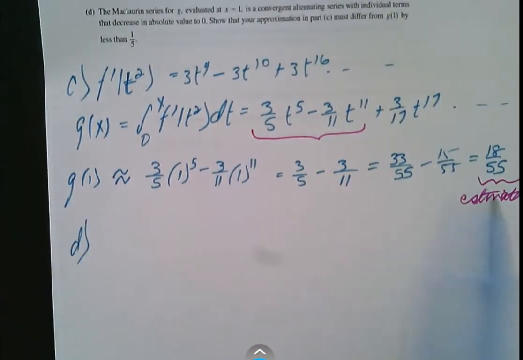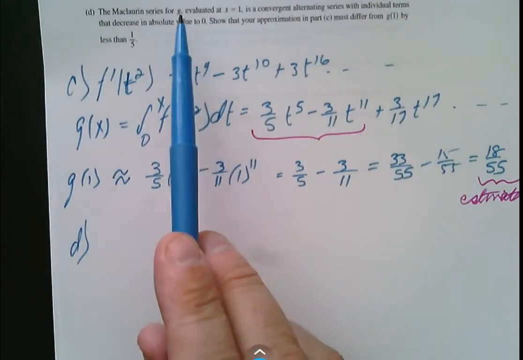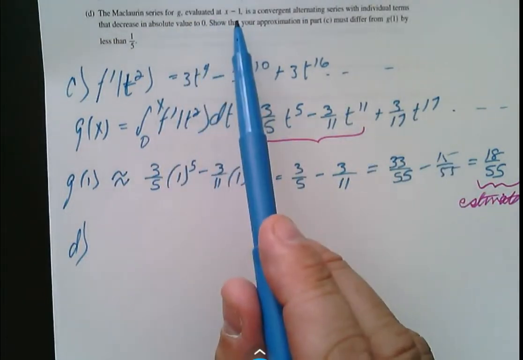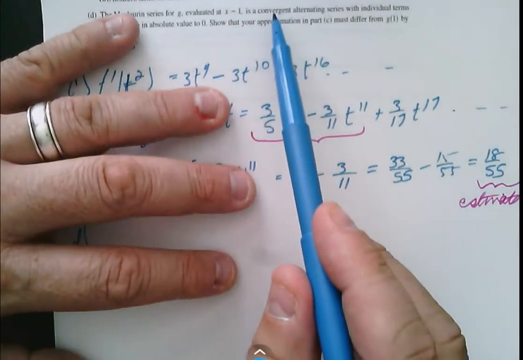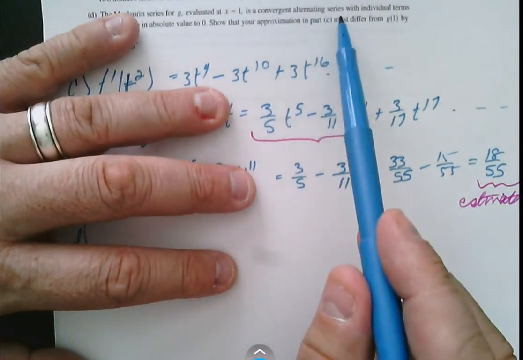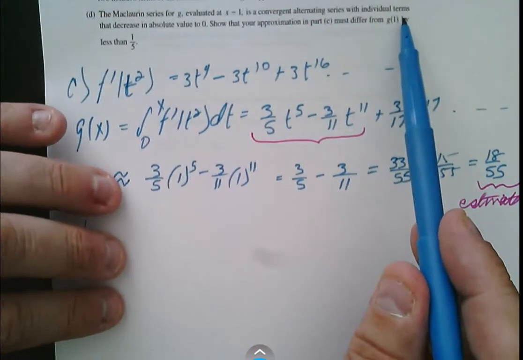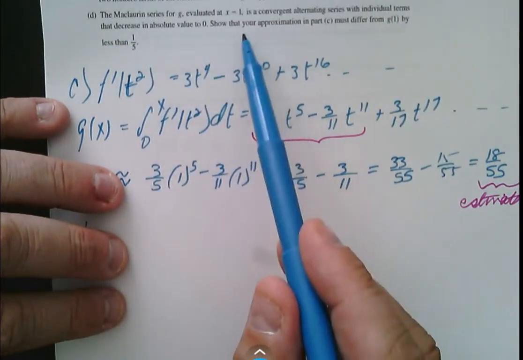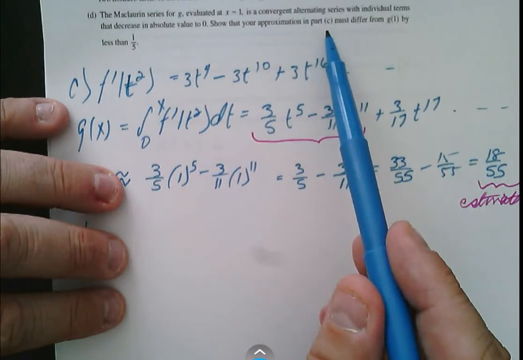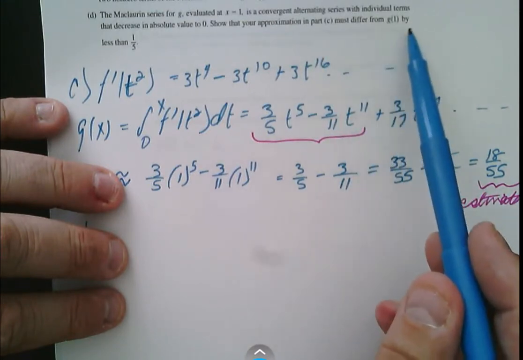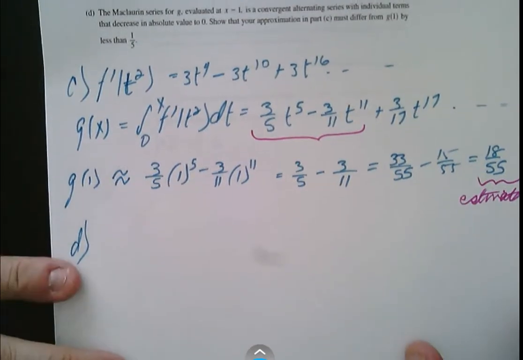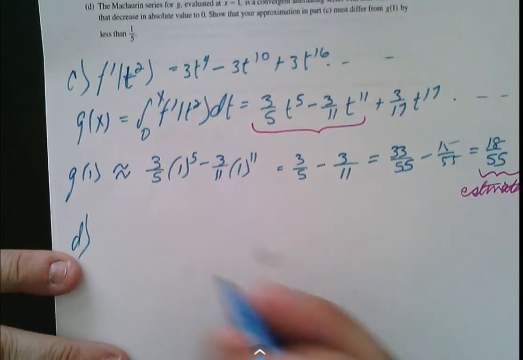Okay, part D. The Maclaurin series for G, evaluated at x equals 1, is a convergent alternating series with individual terms that decrease in absolute value to 0. Show that your approximation in part C must differ from G of 1 by less than 1 over 5. What the heck does that mean? Let's think about this.